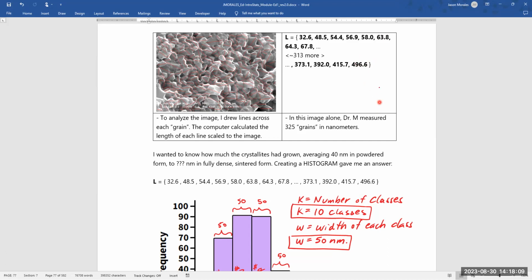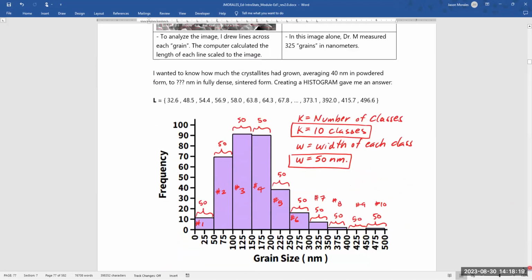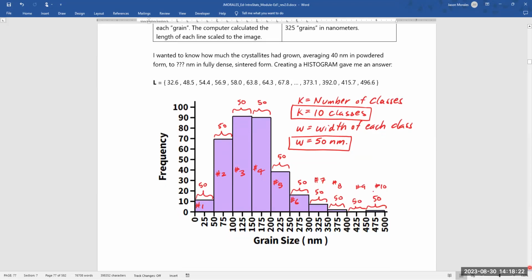496.6. So what you can do is take all of this data, this quantitative data, and make a histogram. Down below, here is a histogram of that image. Across the horizontal axis, this is where we have grain size. And grain size, remember, is the size of one of those angular pieces in the image. And frequency is the number that were counted.